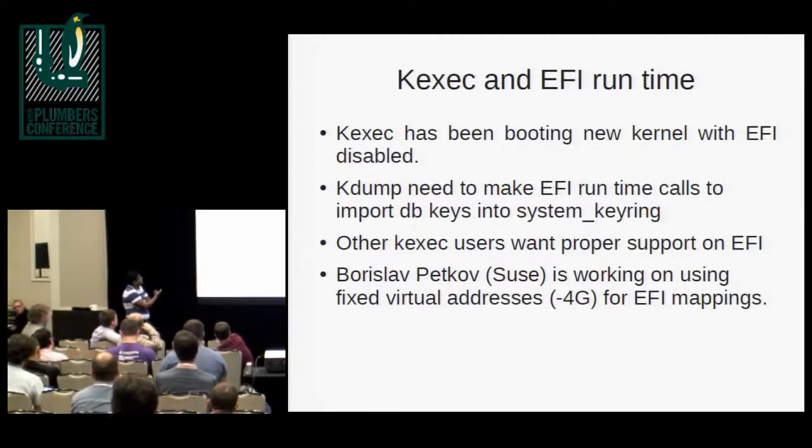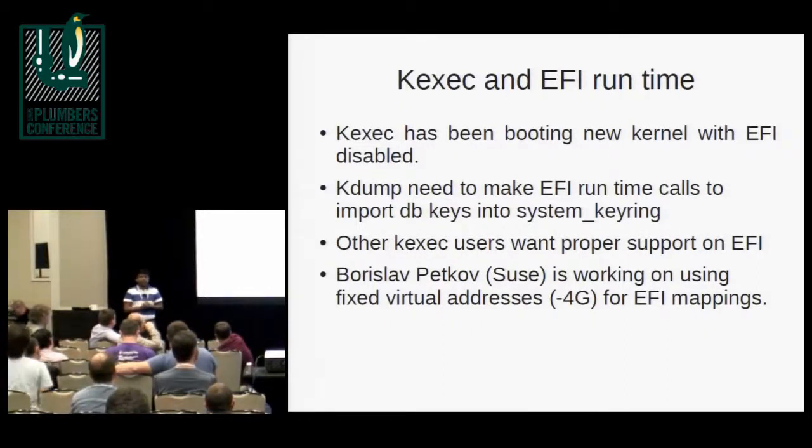On this particular problem, recently there was a discussion. Boris from SUSE seems to be working on mapping EFI at particular fixed virtual addresses so that the second kernel can simply boot and create those mappings again at the fixed virtual addresses. Then we don't have to pass those mappings to the second kernel and don't call set virtual address map, whatever that call is, in the second kernel. That way, the second kernel should be able to just make the EFI runtime calls.